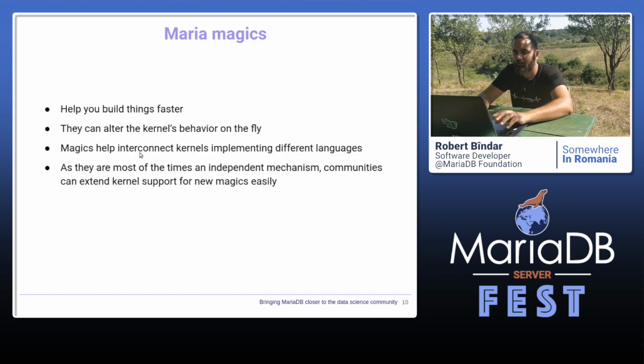And as I said earlier, they are designed to make your life easier. Their main purpose is to access the language powers faster. But they can also change the behavior of the kernel, or they can help you create bridges between multiple kernels for different technologies. And the cool side effect of these magics is that they are pretty independent mechanisms, or at least we designed them this way. So this means everyone can contribute their own magic to a kernel without too much effort or interference with other magics or functionalities of the kernel. Oh, that's a nice side effect.